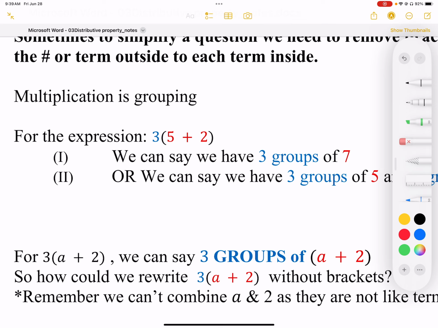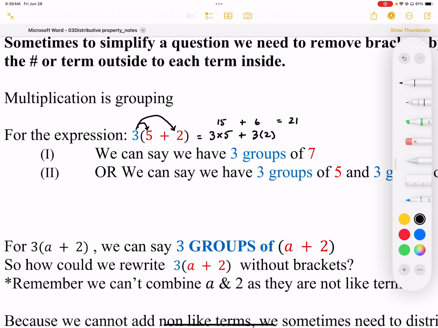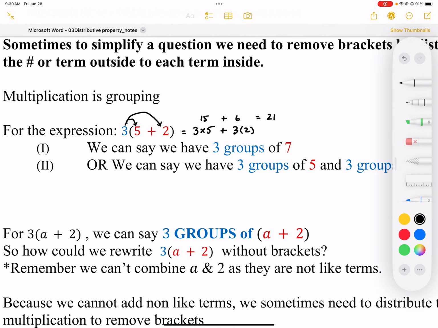Well, what does that mean? It means that we have three groups of 5 and 3 groups of 2. So what we can do then is do 3 times 5, and then we're going to count or add up 3 times 2. And so that's going to give us 15 plus 6, which is equal to 21. Okay, so that's what we have here.